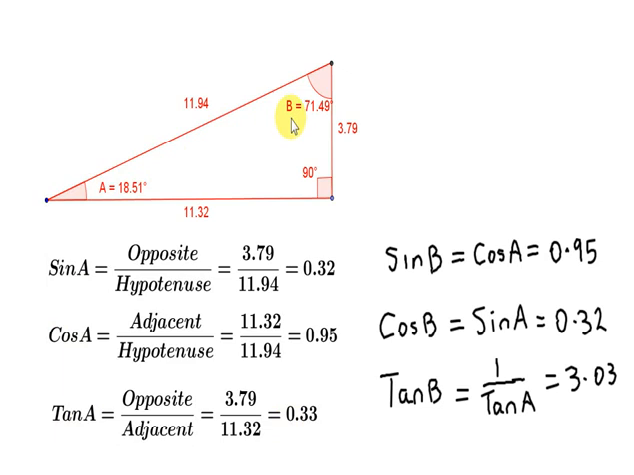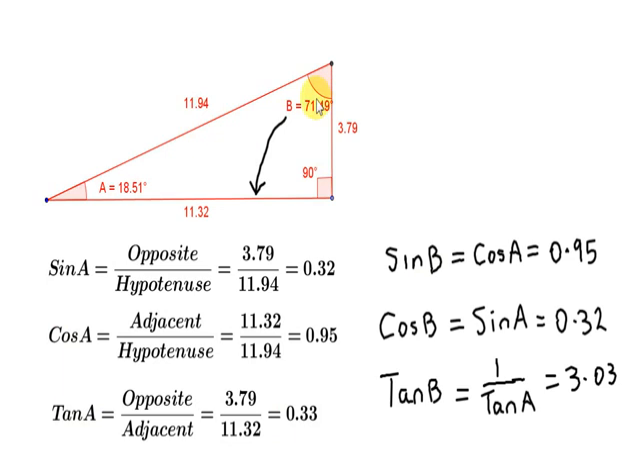Now I just want to mention the sine, cos and tan of this angle up here, which I'm calling angle B. To find angle B, we just add angle A onto 90 degrees, subtract the result from 180, and in this case B is 71.49 degrees. To get the sine of B, we need to take the side that's opposite angle B, because sine is opposite over hypotenuse. Now the side that's opposite B in this case is this side here, and divide by the hypotenuse. The hypotenuse is 11.94. That doesn't change.